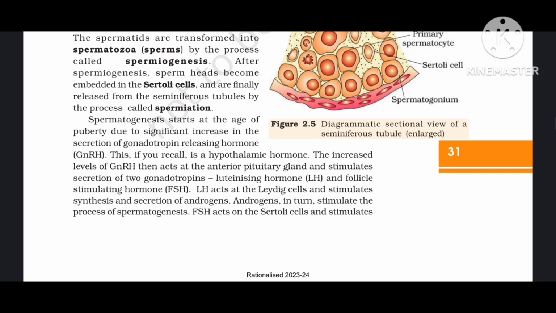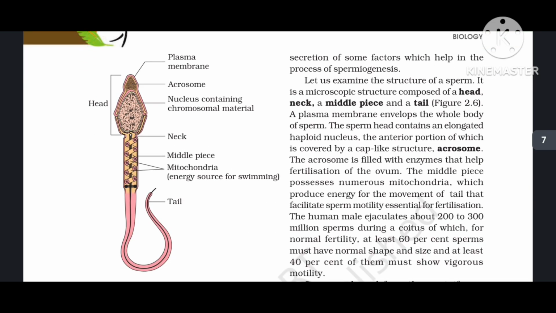A plasma membrane envelops the whole body of a sperm. The sperm head contains an elongated haploid nucleus, the anterior portion of which is covered by a cap-like structure, the acrosome. The acrosome is filled with enzymes that help fertilization of the ovum. The middle piece possesses numerous mitochondria which produce energy for the movement of the tail that facilitates sperm motility essential for fertilization.